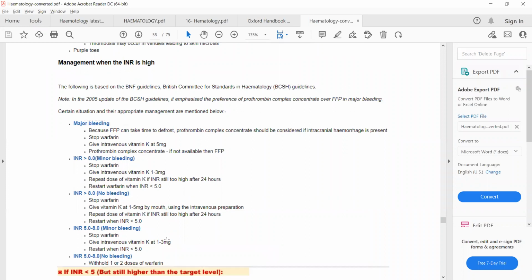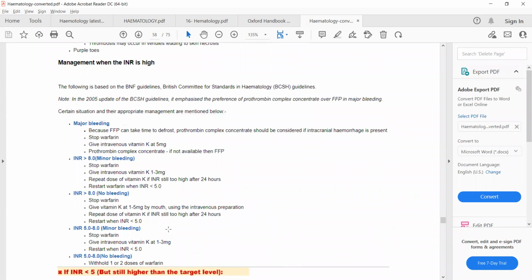So major bleeding along with vitamin K, PCC or FFP is given. Minor bleeding with INR more than 8, we will give IV vitamin K. INR more than 8 with no bleeding, we will give oral vitamin K.